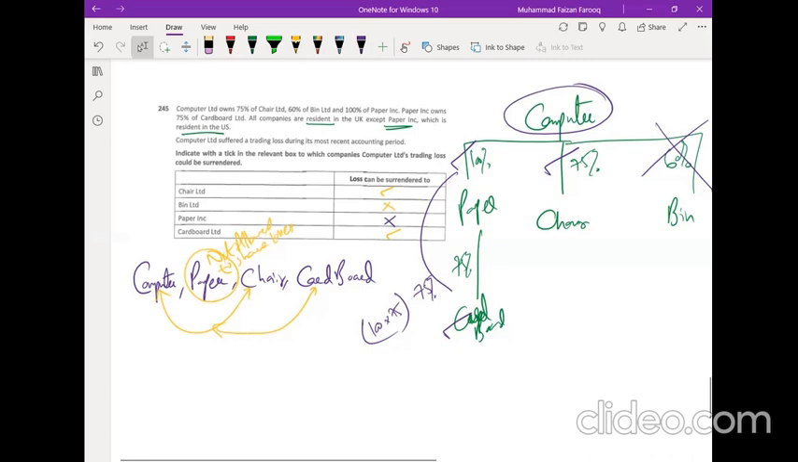The next question again from your revision kit is an OT question. I'm sharing it here. Can you tell me the answer, please?